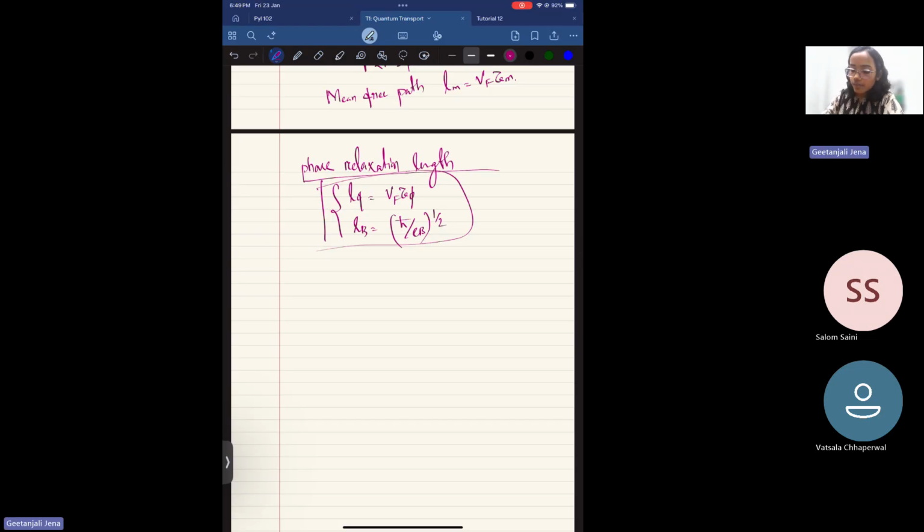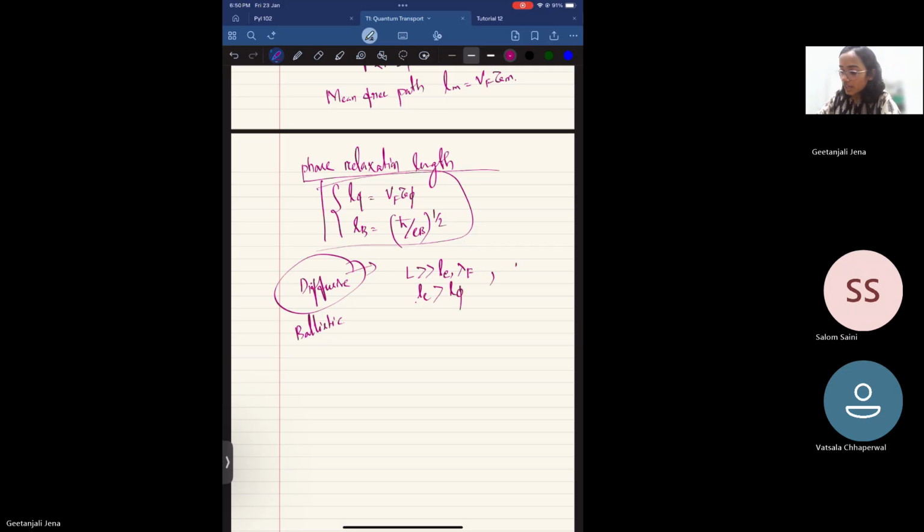Okay. And we have also defined two types of transport regime. One is the diffusive and another is the ballistic. Diffusive is where the carriers travel randomly, and this is defined when the device dimension L is much greater than the elastic mean free path as well as the Fermi wavelength. And L is also greater than L_phi, and L is much greater than L_E, lambda F. This is the classical one, and this is the quantum one. So this we have seen in the lecture.